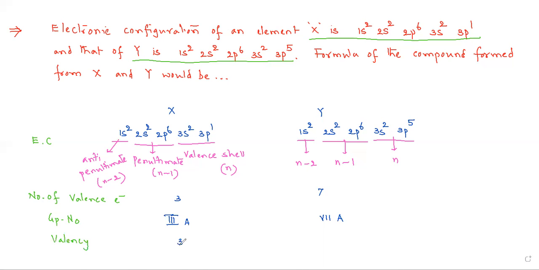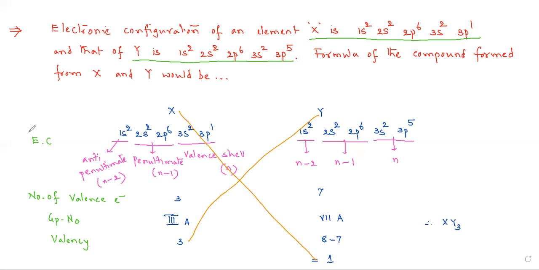Now then, let us write the valency. The valency of this is of course 3, because it comes under the first rule, where the group number is less than or equal to 4. Coming to the second one, it comes under the second rule, where the group number is greater than 4. You have to calculate valency using the formula 8 minus group number. That's it. You got your valencies. Go for the crisscross method. So the formula of the compound can finally be written as X1Y3, or simply XY3.